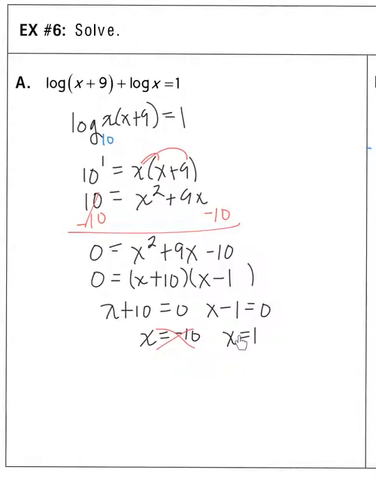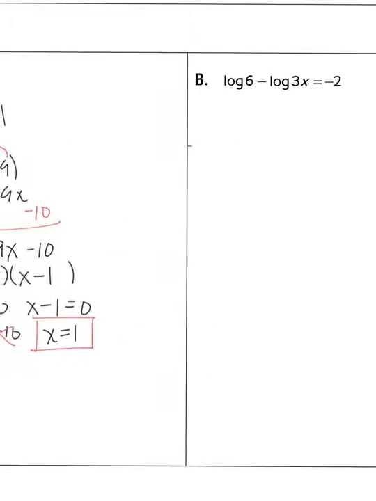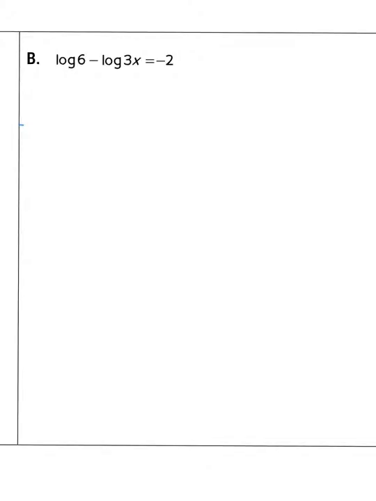Even though this is positive, you still have to check it, because if this were x minus 9 and you put a 1 here, 1 minus 9 is negative 8. It won't work. But fortunately, it's a plus. So 1 plus 9 is 10. That works. And a positive 1, that works. So that is a good solution. So pause the video and try this one on your own.